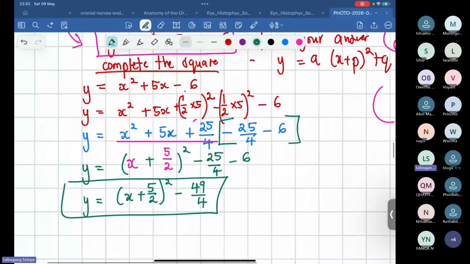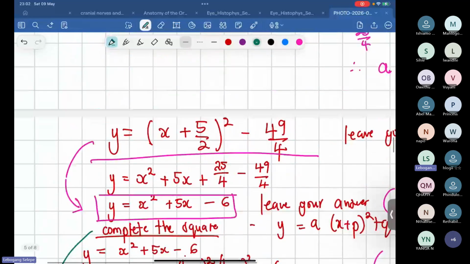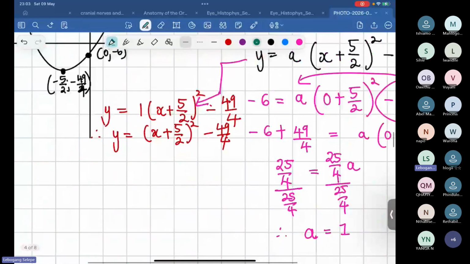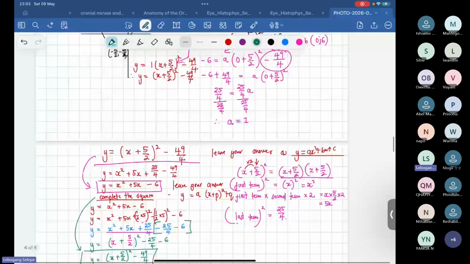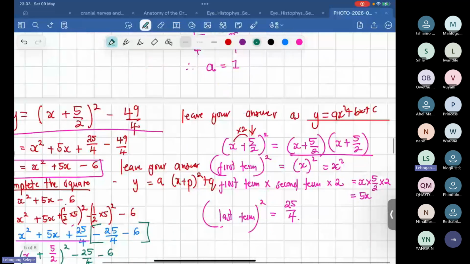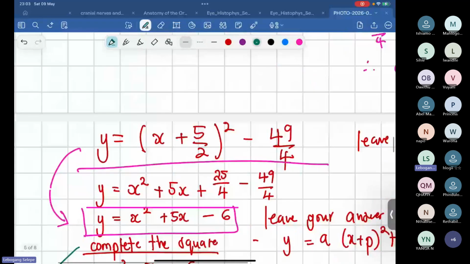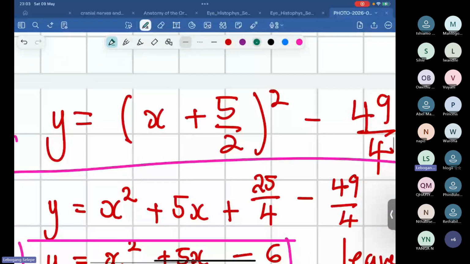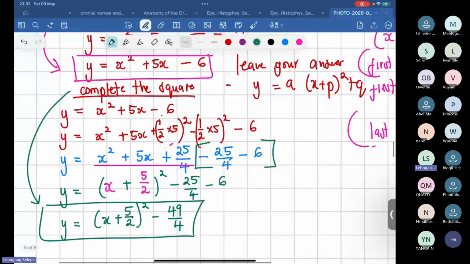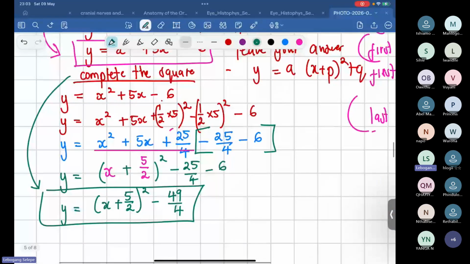So for this form, you need to complete the square. For the other form, it's just a matter of expansion and simplification. You saw how from here it was a matter of expansion and simplification. We just expanded and simplified. But for the other form, you need to complete the square so that you can put it in standard form.